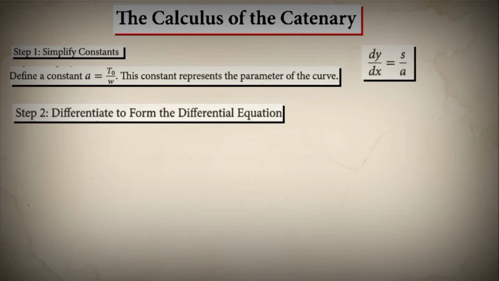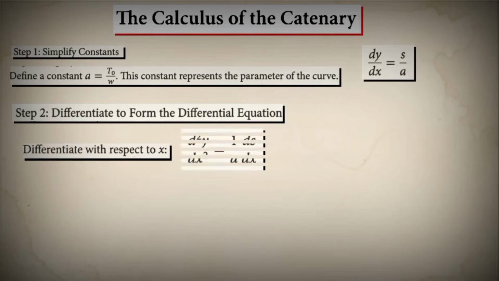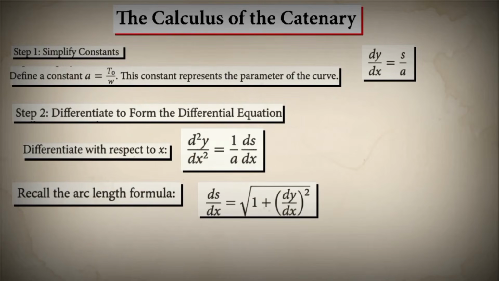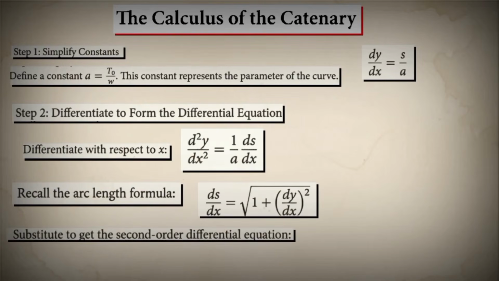Step 2. Form the differential equation. Differentiate with respect to x. d squared y over dx squared equals 1 over a times ds over dx. Step 3. Substitute the arc length formula. We know that ds over dx equals the square root of 1 plus the quantity dy over dx squared. Substituting, d squared y over dx squared equals 1 over a times the square root of 1 plus the quantity dy over dx all squared.